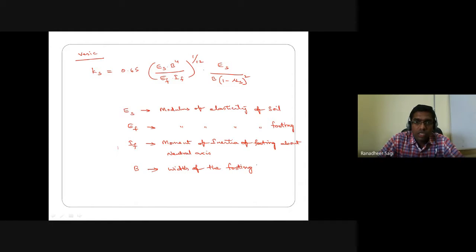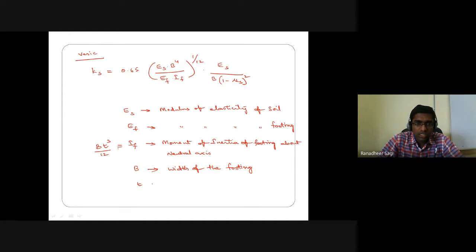which is resting on the soil. This IF value about the neutral axis is what we write as BD cubed by 12, where B indicates the width of the footing and D indicates the depth of that particular beam cross section. If you recall from your mechanics of materials course, where we talked about bending stresses in beams, we discussed it there. Here depth is nothing but the thickness of that continuous footing, which I can write as BT cubed by 12.